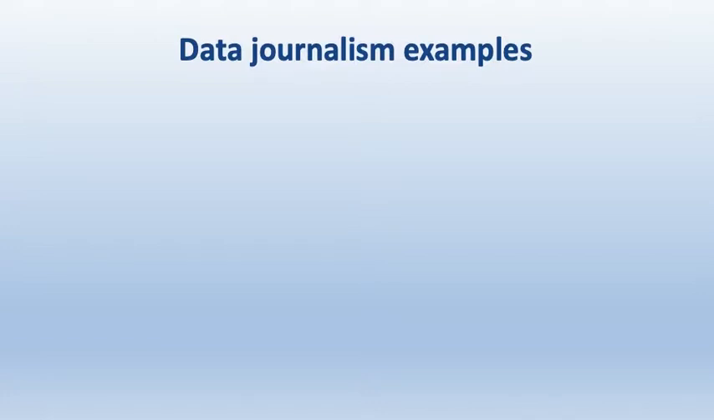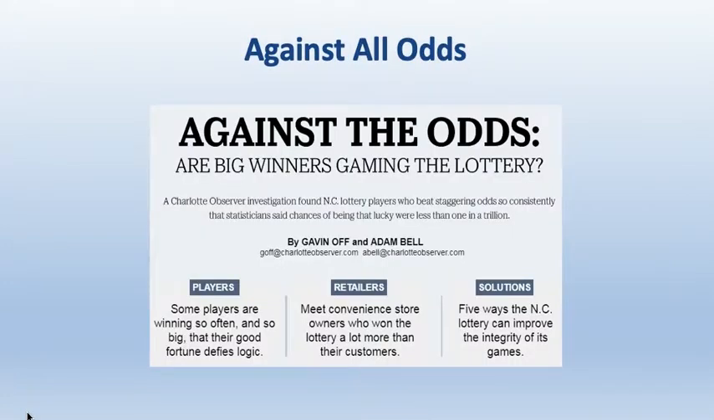What I'd like to do now is go over a few investigative stories that I've worked on at The Observer that relied heavily on data. The first series we titled Against All Odds. Now, this story looked at how often people were winning at the North Carolina Education Lottery. And to do that, we requested a database of all lottery winners going back to 2006.